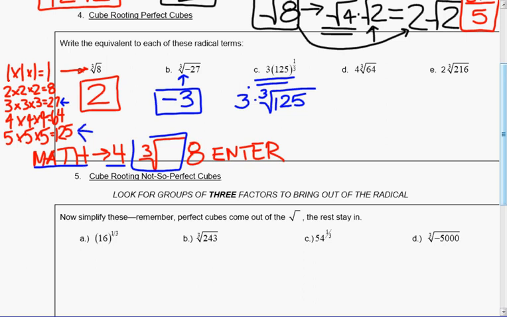Or, if you listened, you memorized these numbers over here to realize that the cube root of 125 is 5. We end up multiplying the 3 that was on the outside. Do not forget to bring that down. 3 times 5 is 15. Excellent job. All right, go ahead and try D. Pause the video and then check your work with my work.